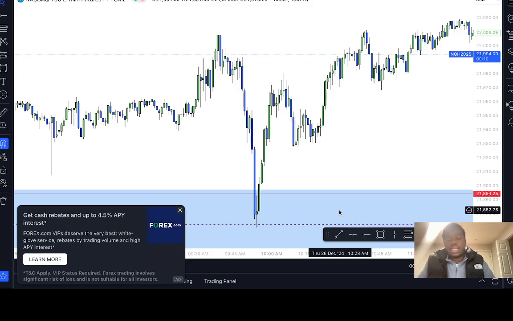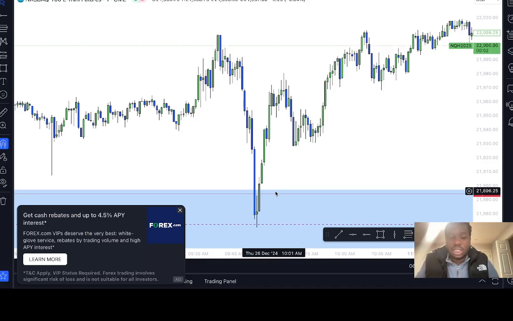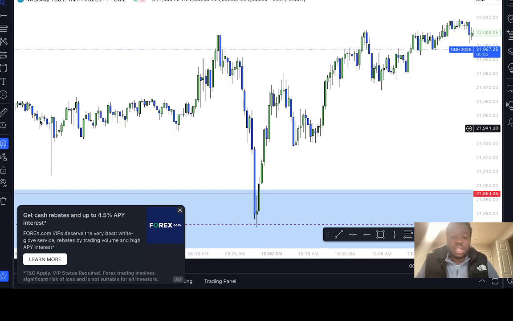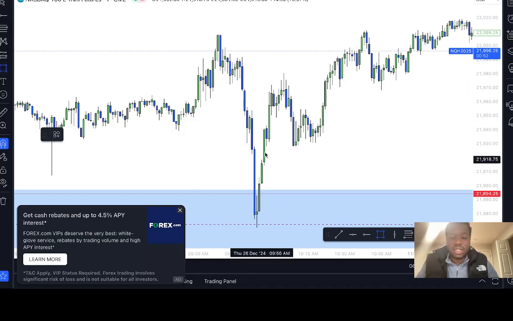So what I like to see is not just the displacement, but the forming of structure to the upside as well. So we see here we got displacement, 3 big green candles, and then this one down close candle. This would be fair value gap here.